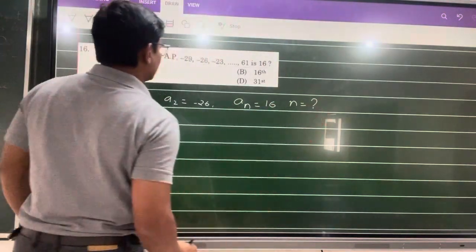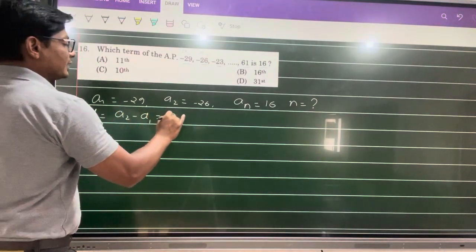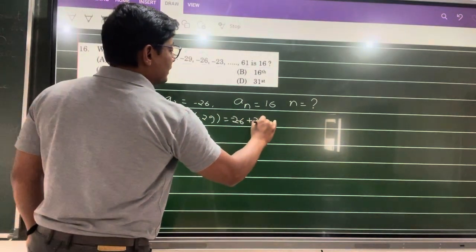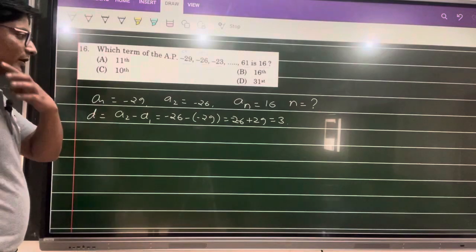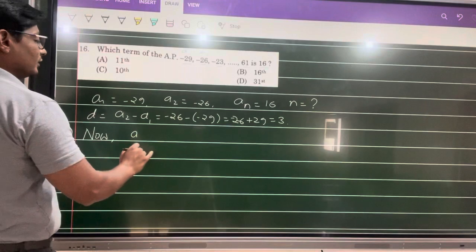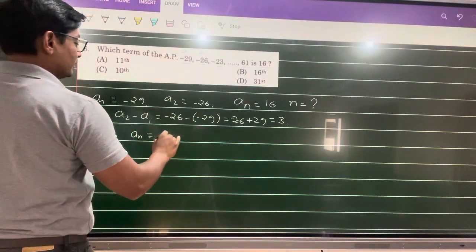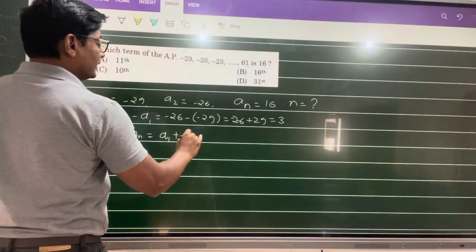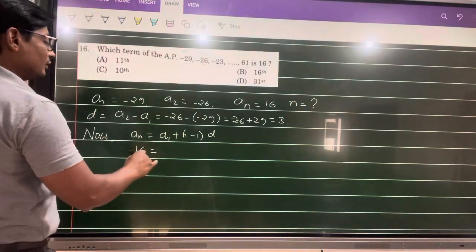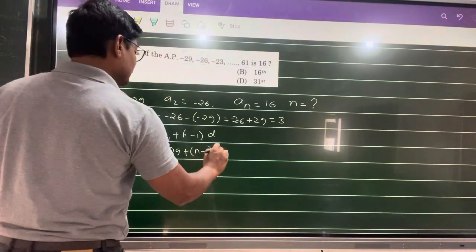What is n here? Let us first find the common difference. So it is a2 minus a1 which is minus 26 minus of minus 29, which is minus 26 plus 29, which is 3. So the d value or common difference has come 3. Now we know the formula an equals a1 plus n minus 1 times d. So here we will use the an value they have given, then minus 29, then plus n minus 1 times 3, where n is the unknown we have to obtain.